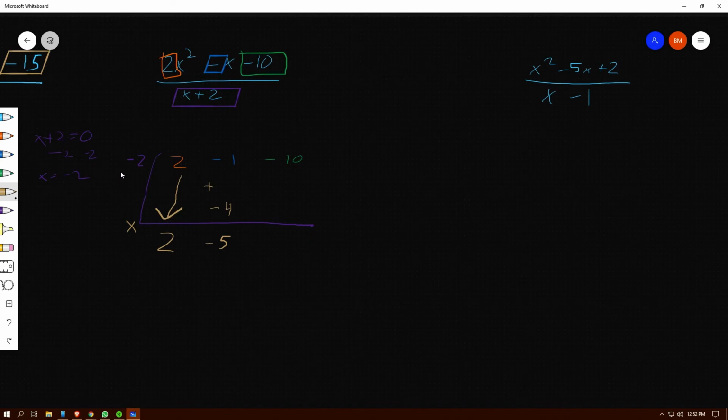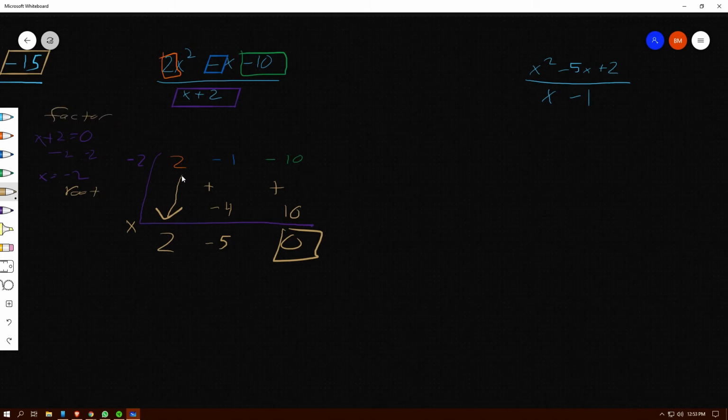Go back to that same thing. I got to multiply again. Negative 2 times negative 5 is going to be a positive 10. I add them up, and I get 0. So I got a remainder of 0. That tells me that x plus 2 is a factor. That tells me x equals negative 2 is a root.